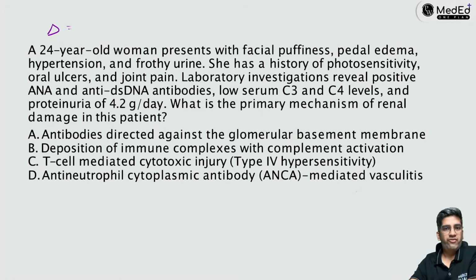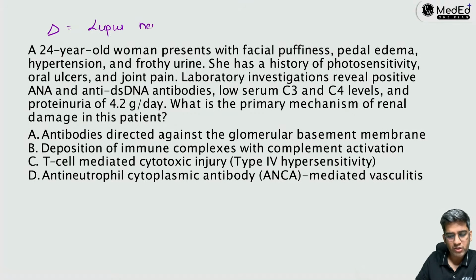"24-year-old, facial puffiness, pedal edema, hypertension, frothy urine. There is photosensitivity in her. Oral ulcers are there. Joint pain is there. Lab shows positive for ANA and double-stranded DNA. And serum complement levels are low, along with proteinuria is there, right?" Can I tell the diagnosis will be lupus nephritis?